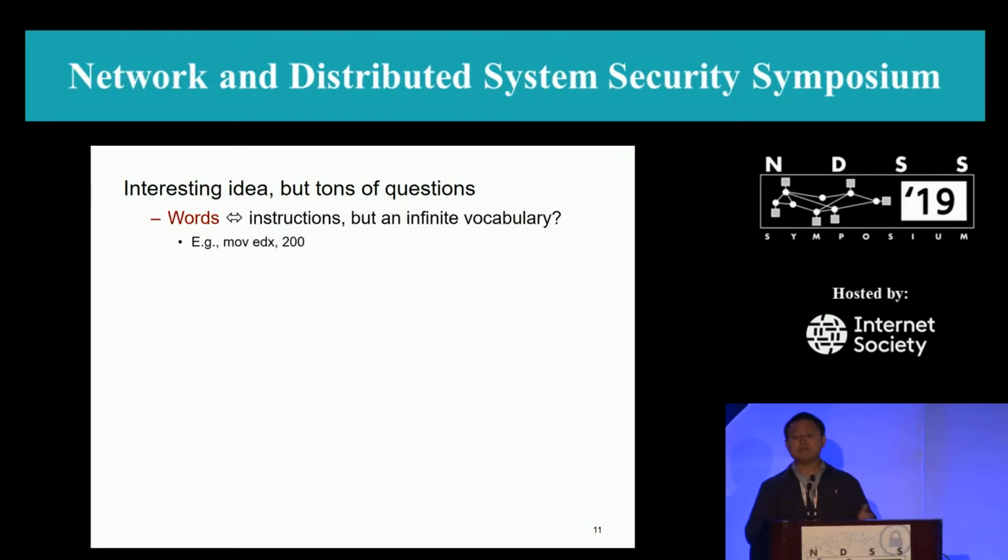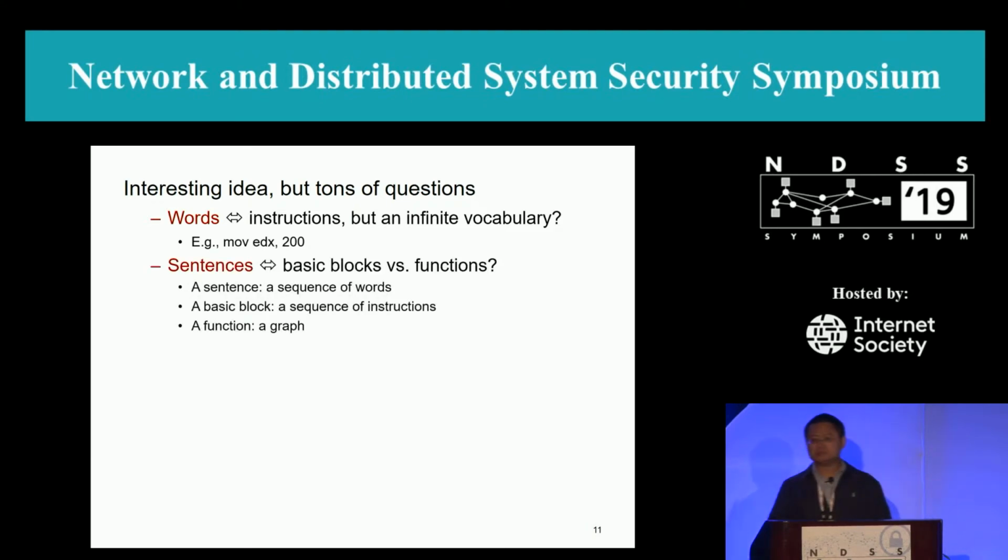First, it's very straightforward and natural to regard an instruction as a word. However, if you examine the details of instructions, we can see that a lot of instructions contain constant values, labels, string labels, and function addresses. This will make the vocabulary grow infinitely. And we definitely need to resolve this problem to make this approach feasible.